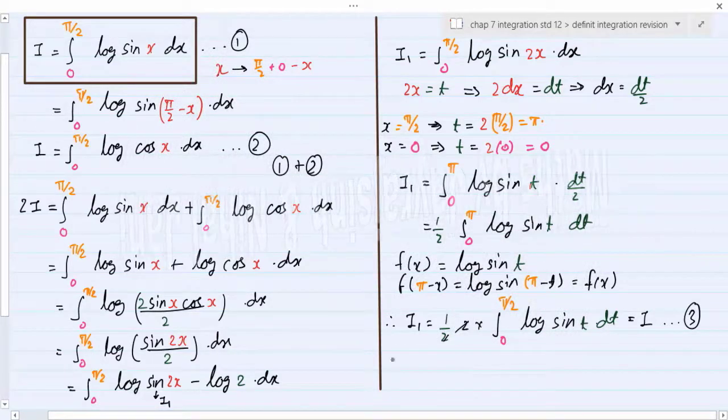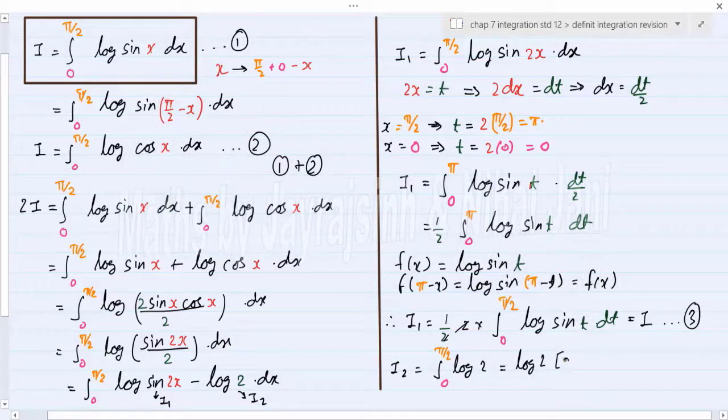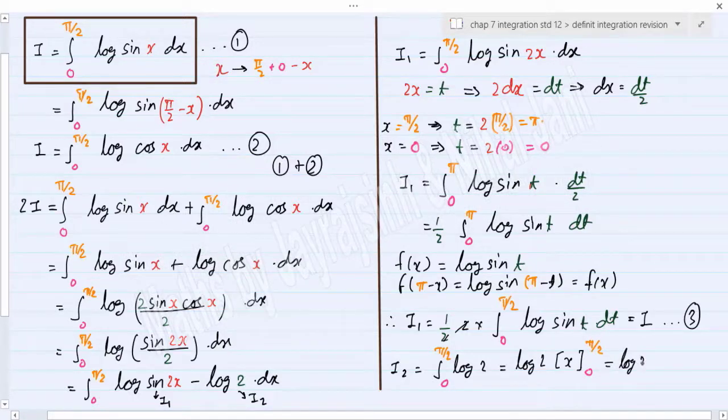Okay, now let's try to integrate the second term I2, which is simply the integration of log 2. The limit is from 0 to pi by 2. The integration of log 2 will be log 2 times x, with the limit from 0 to pi by 2. So we will get log 2 as it is into pi by 2, which is your I2.